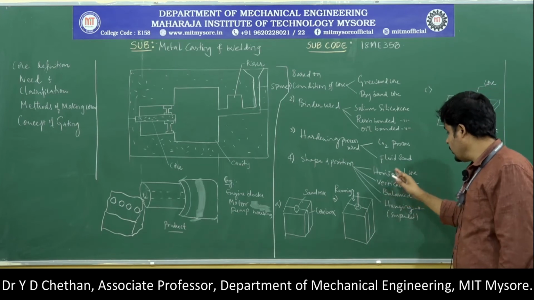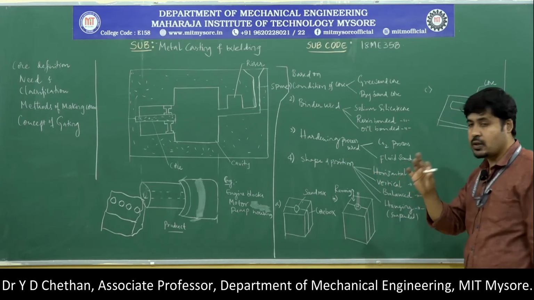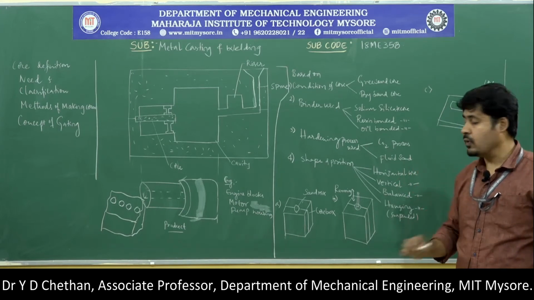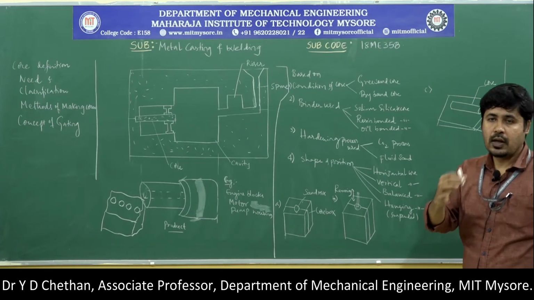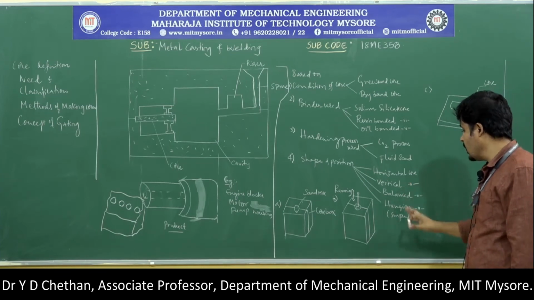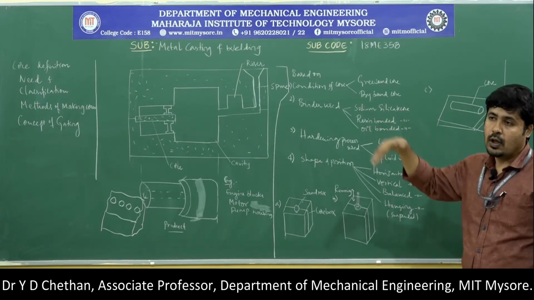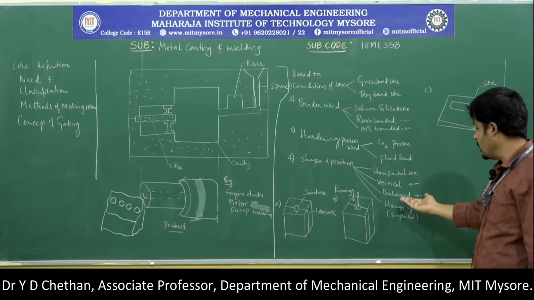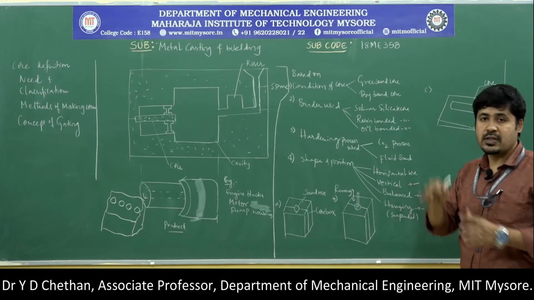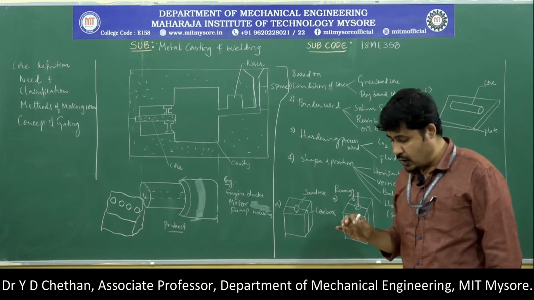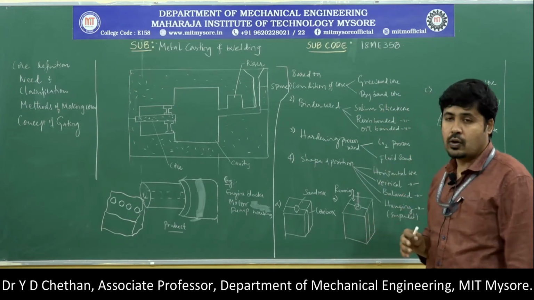Here we have different methods of shape and position. If you place the core in the horizontal direction, we call that a horizontal core. If you place the same core in the vertical direction, we call this a vertical core. If you place it in the middle between the cope and drag boxes, we call that a balanced core. A hanging core is when you simply suspend the core so that you can get the desired structure. This is how we can classify the cores.